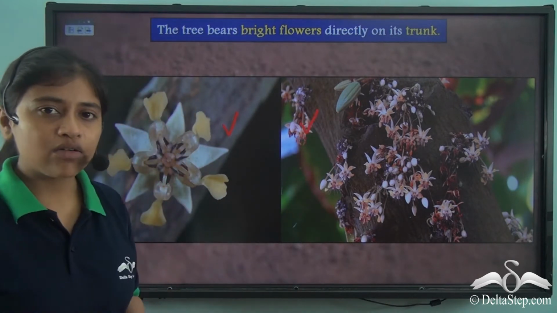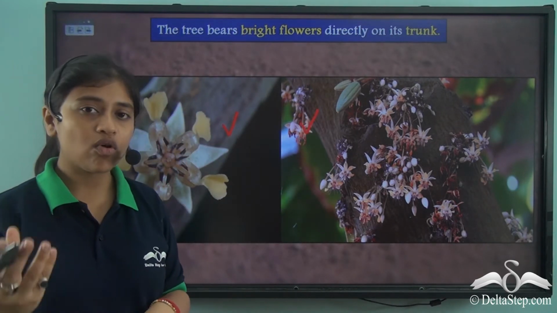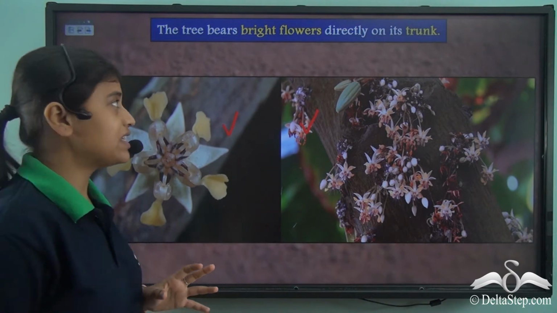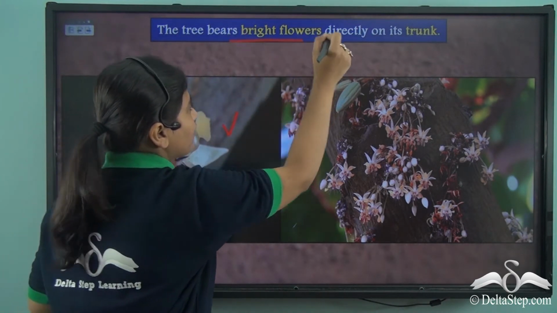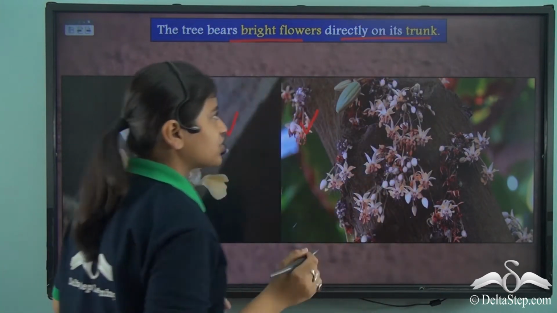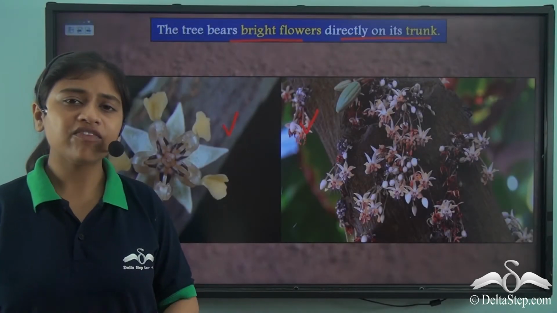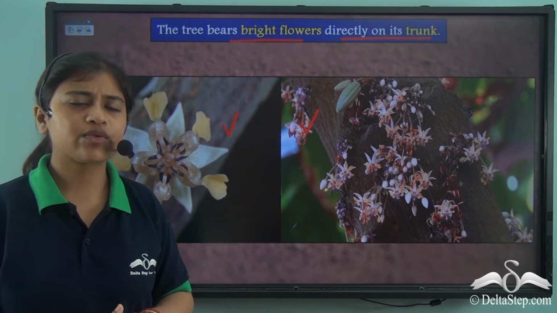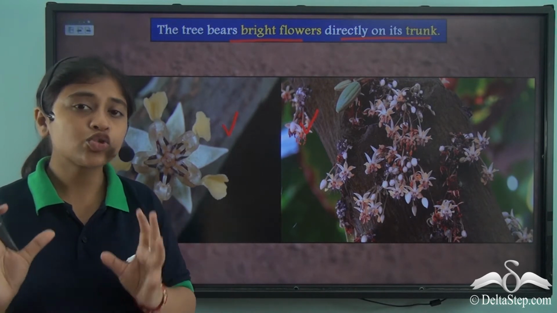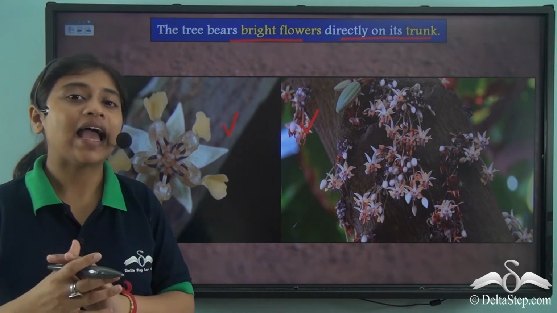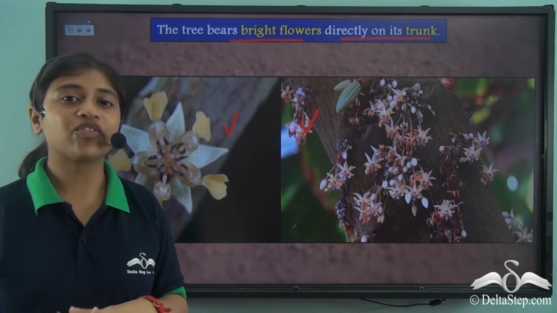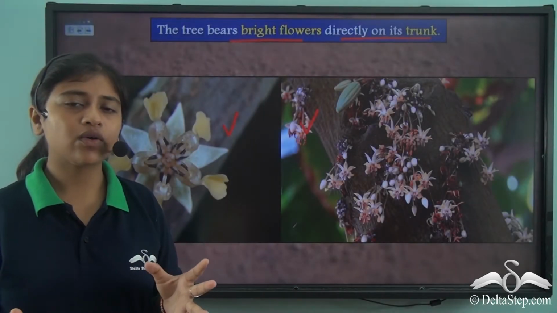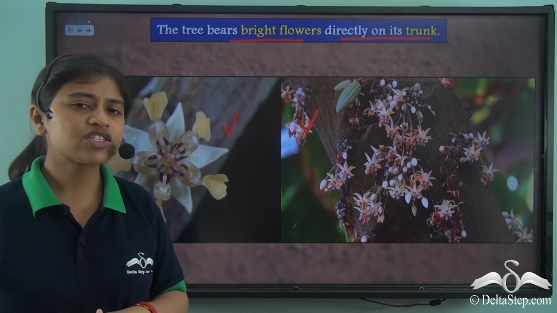So, the cacao tree that provides us with cocoa is a beautiful tree, and it bears bright flowers directly on its trunk. These tropical evergreen trees also require certain suitable climatic conditions that will help them grow well and healthy. Now, what do you think would be the suitable conditions for the same?